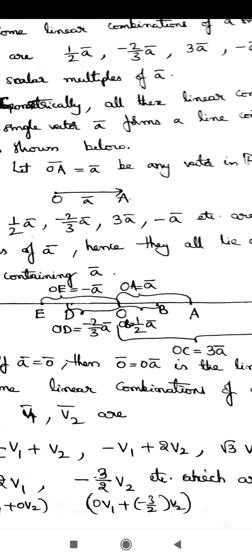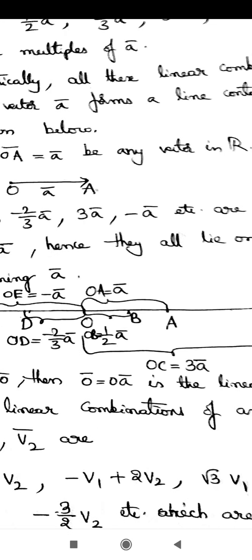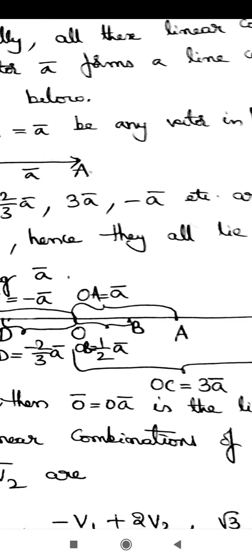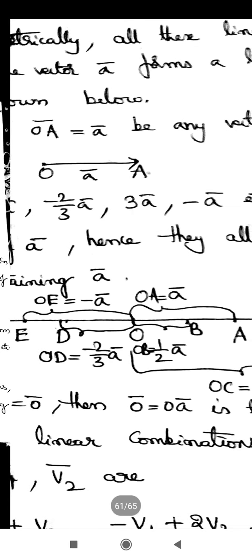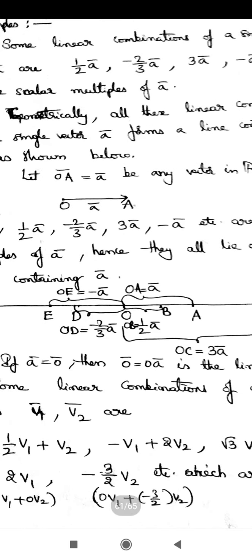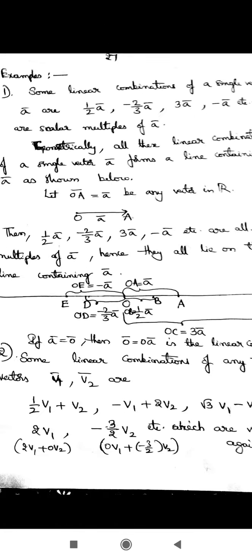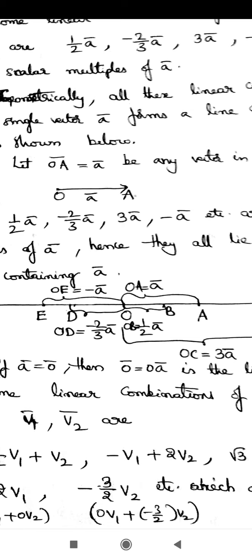Let O a bar equal to a bar be any vector in real numbers, then it will be on the real line. So O a bar I have taken as a bar and I am representing it as a vector from O to A. Now 1 by 2 a bar, minus 2 by 3 a bar, 3 a bar, minus a bar, etc. are all multiples of a bar. They all lie on the same line, which contains the vector a bar.